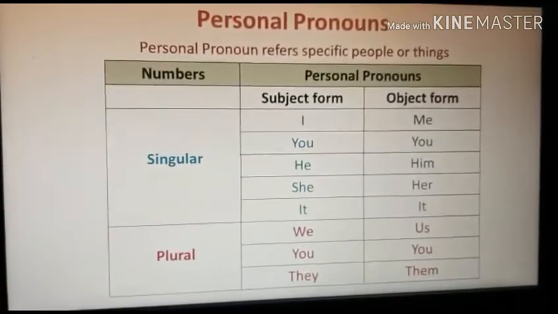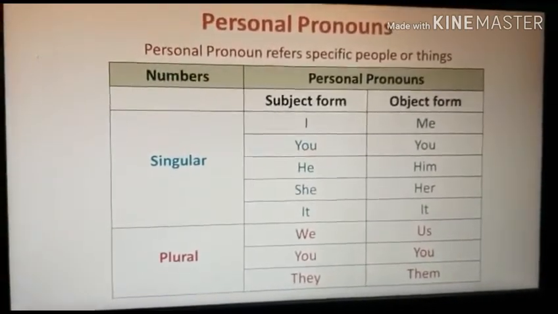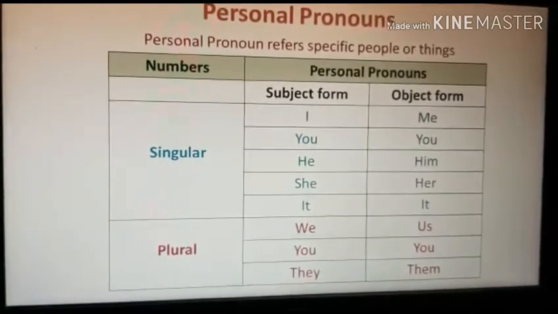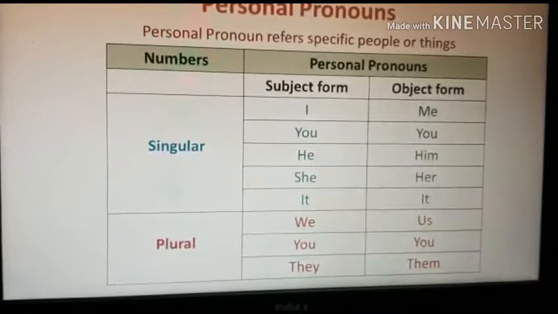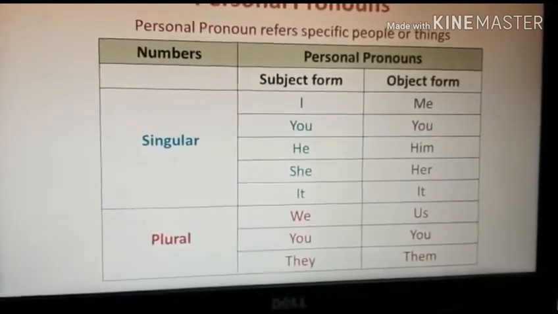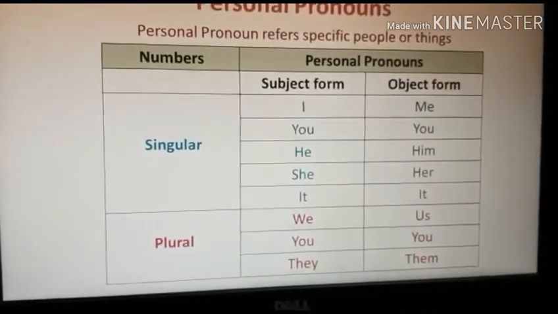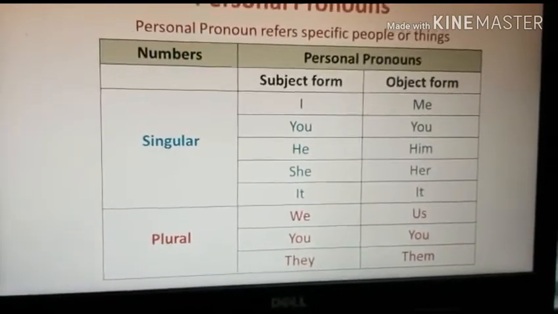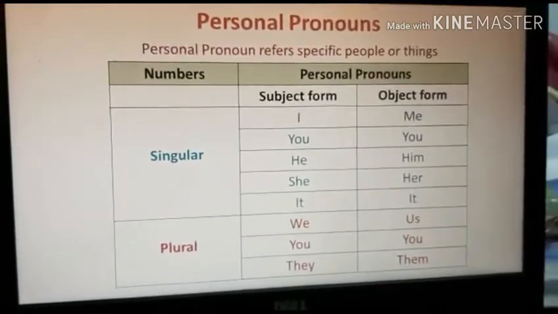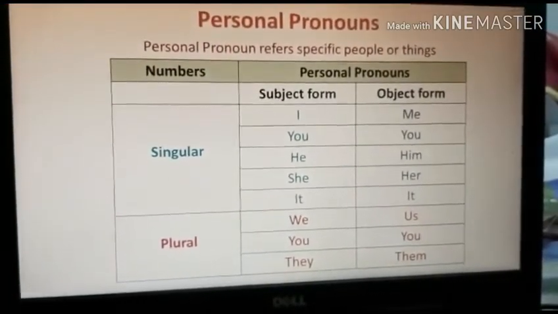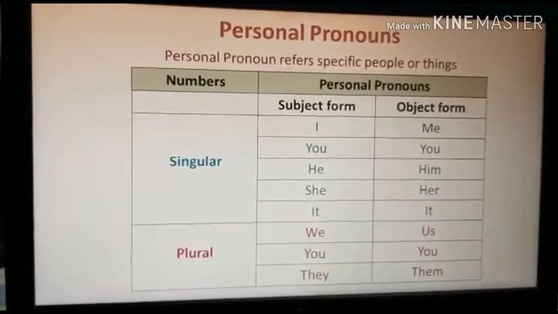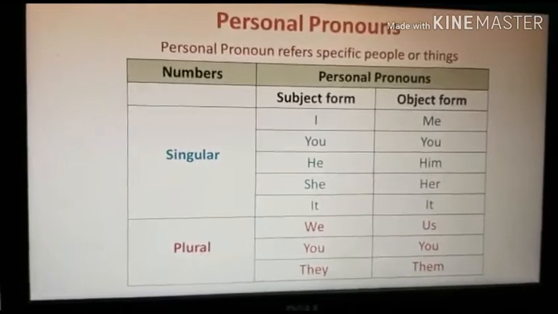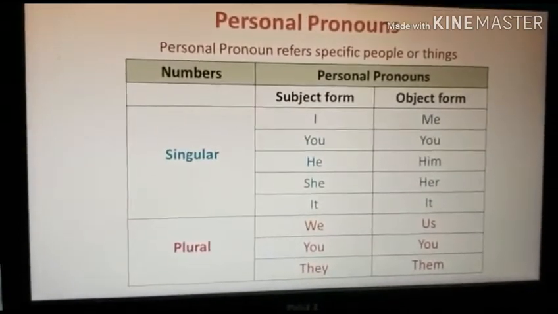The examples provided here in singular form are I, you, he, she under the subject column, and in the object column they are denoted as me, you, her, and him. Similarly, in the plural form they are indicated as we, you, and they, and in the object form they are us, you, and them. To understand the personal pronoun, let us look into these sentences.